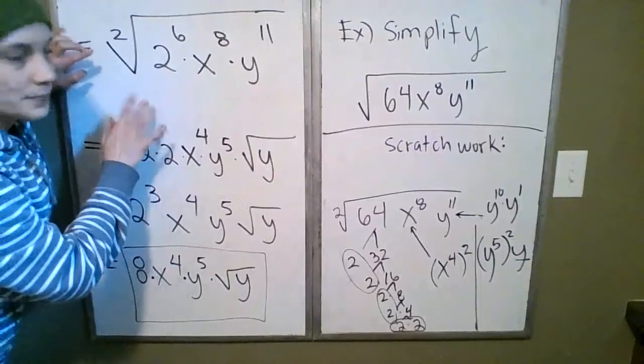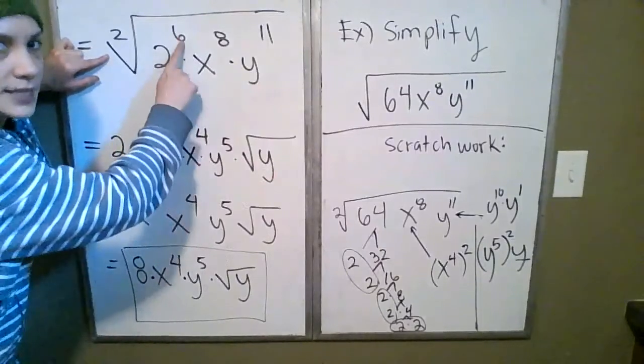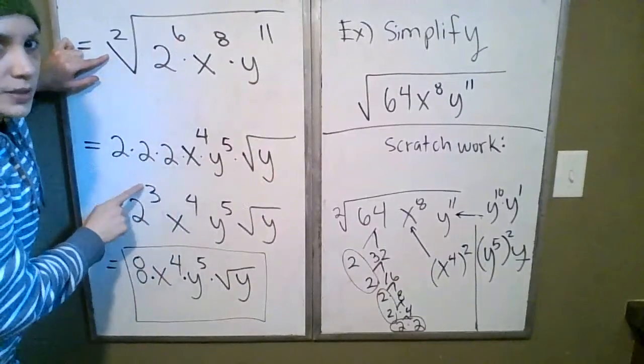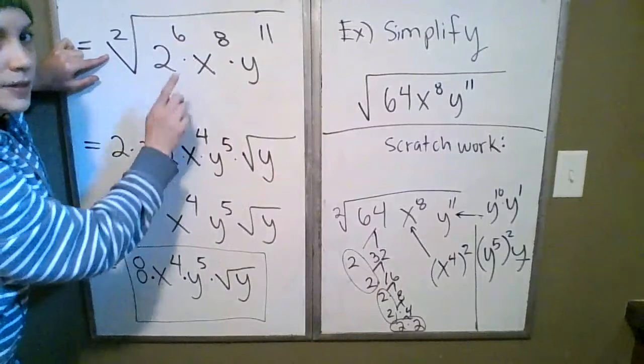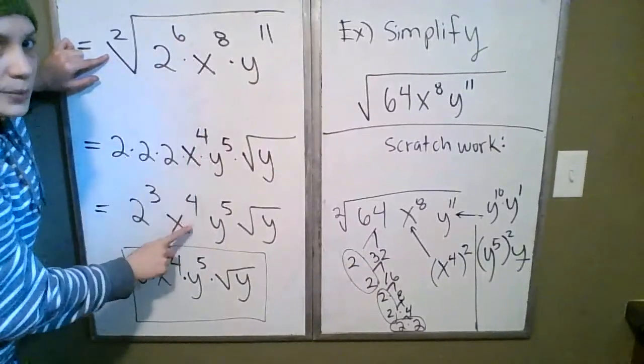So let's see. For 2 to the 6th, take the 6, divide by 2, which would be 3. So we have a 2 cubed left over. For x to the 8th, take 8 divided by 2, which would be 4. That's where we get x to the 4th.